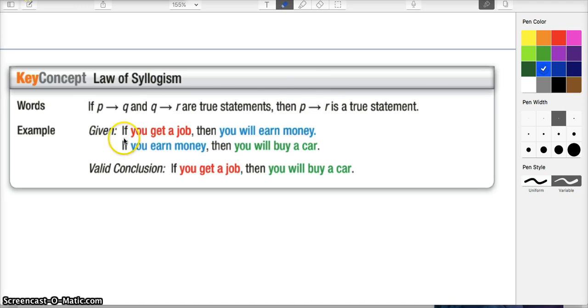So let's take a look at our example. If you get a job, then you will earn money. If you earn money, then you will buy a car. So it makes sense to say that if you get a job, then you will buy a car, because of the P to Q, then Q to R. It's almost like a stepping stone. If I'm at P, I'm going to jump to Q, and if I get to Q, I'm definitely going to get to R. Then getting on P means you're going to R. Does that kind of make sense? I hope I'm not confusing you. All right, so that's our law of syllogism.